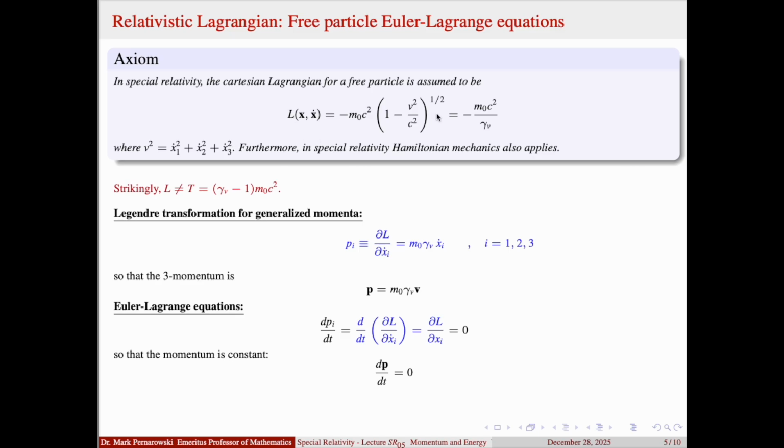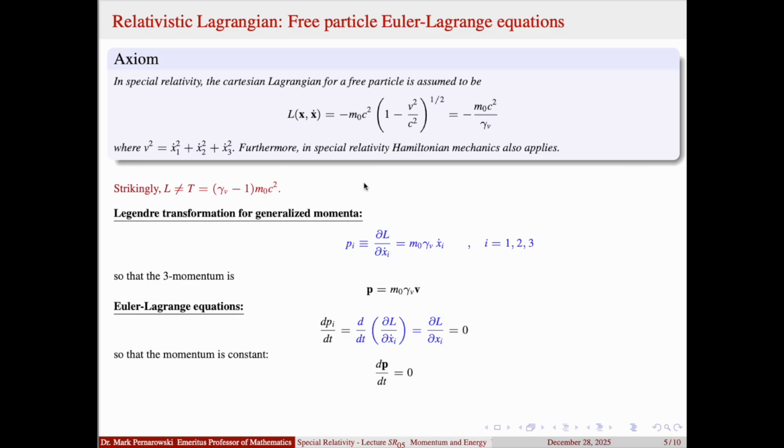So I've got this Lagrangian, and the assumption is that in special relativity, the dynamics are determined using this Lagrangian and the principle of least action, specifically in the Hamiltonian mechanics formulation. Before I begin, this Lagrangian is strikingly not equal to the kinetic energy. So this is a little weird, but we'll just leave it at that.